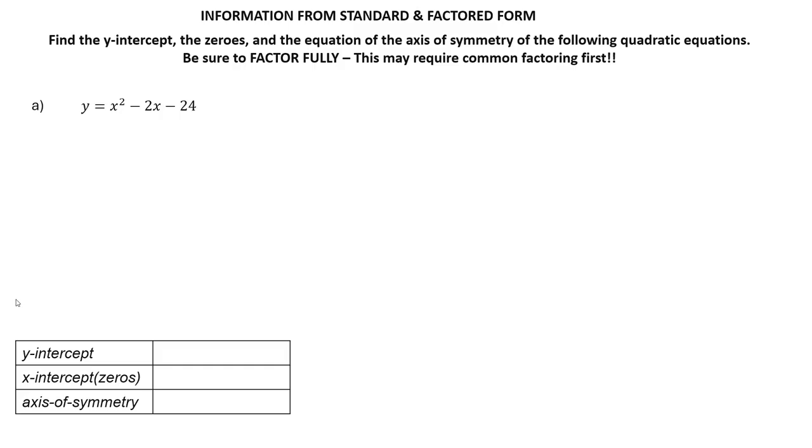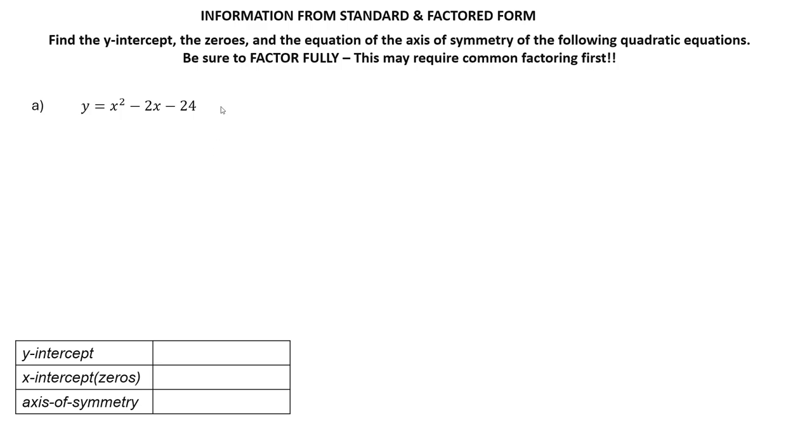These are the homework solutions to day 5.4. In this question, we're given a trinomial equation, x squared minus 2x minus 24, and we're being asked to figure out what the y-intercept is, the x-intercepts or zeros, and the axis of symmetry.